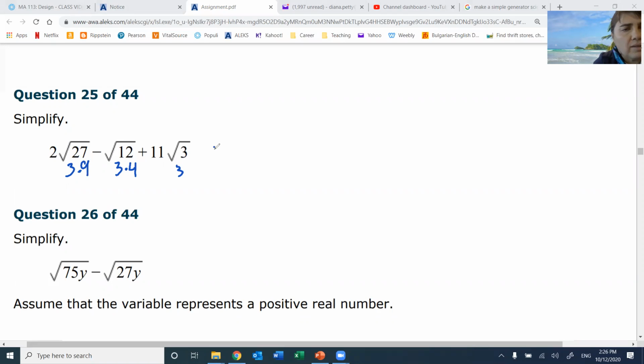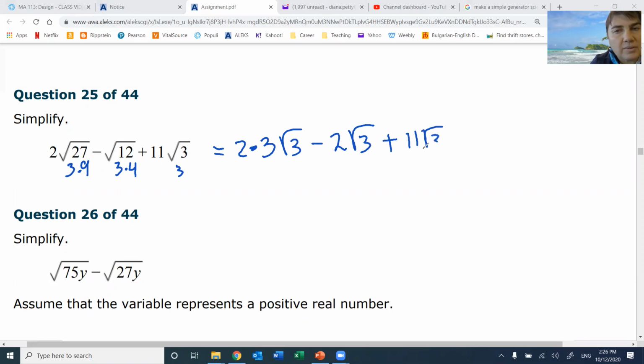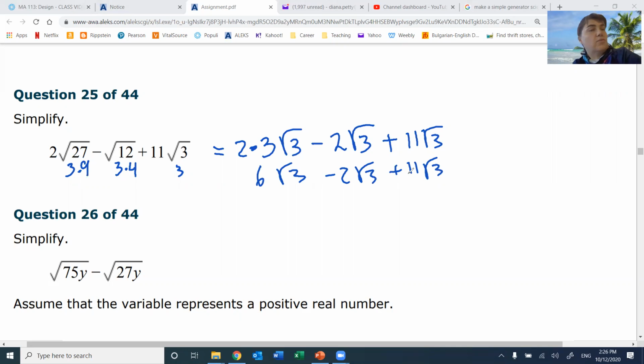So the whole thing would be 2 times, the 9 comes out as 3, right? And the next one would be the 2 comes out from the 4, so 3. And then the last one, nothing comes out, right? So it's going to be 6 minus 2 plus 11, whatever this is. So it's 4 and 11, so 15. 15 square root of 3. Yeah. Jeez. Okay, next one.